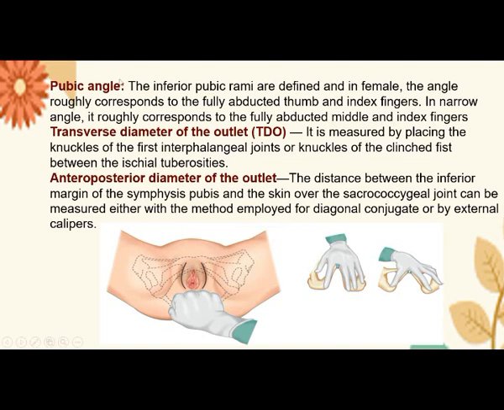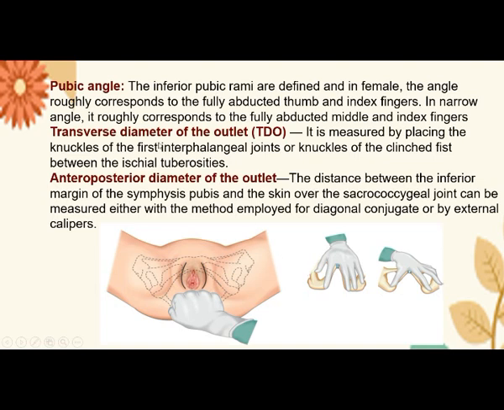Next is the pubic angle. The inferior pubic rami are defined, and in a female the angle roughly corresponds to the fully abducted thumb and index finger. In a narrow angle, it roughly corresponds to the fully abducted middle and index finger. You can see this is the reduced one, this is 90, and this is 180, the more abducted one.